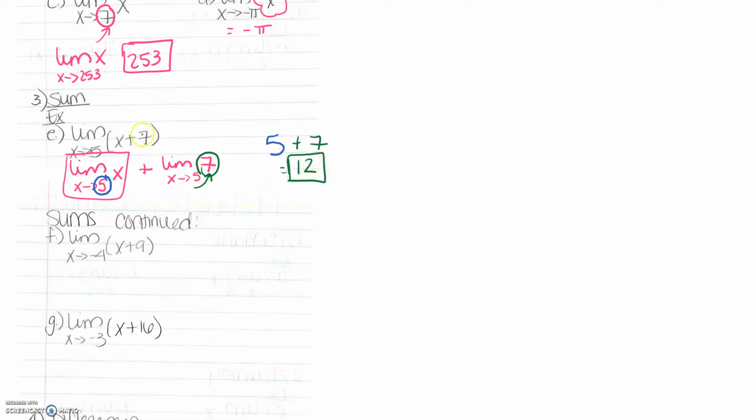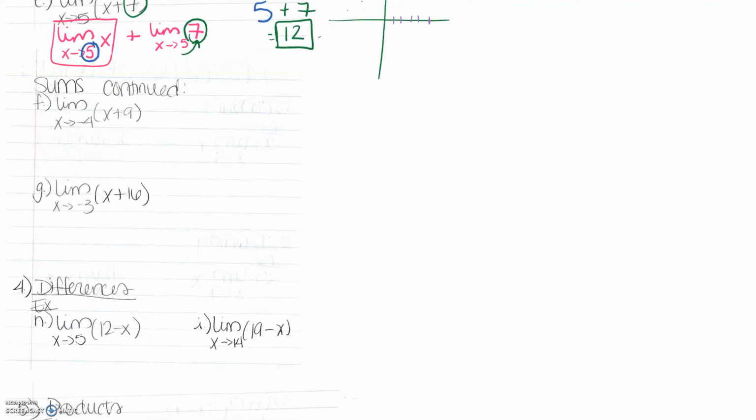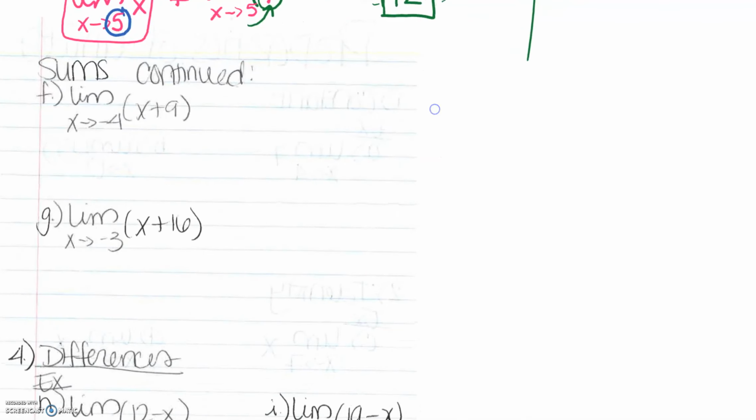Okay? You also could graph this if you really wanted to. Just for a visual, the y-intercept would be 7. The slope would be +1. And so it makes sense that as you approach 5, your y value is 12 because 5 plus 7 is 12. You don't need to graph it. I'm just showing you the visual.